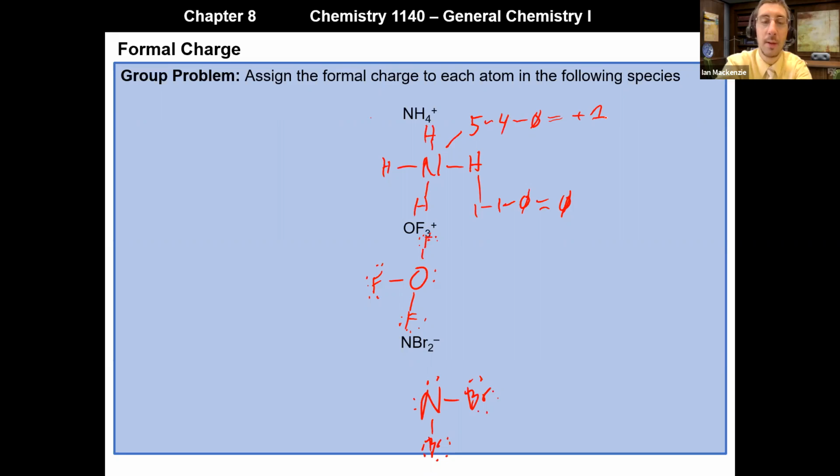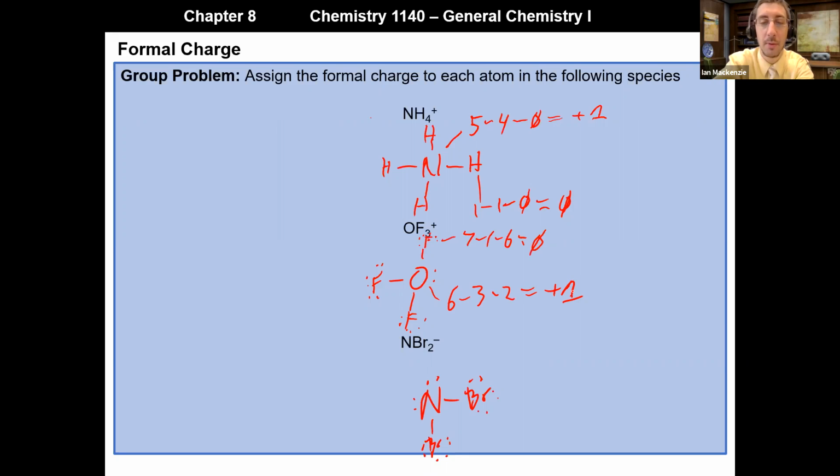The OF3 plus, I can do fluorines. All of the fluorines should be the same. So fluorine, 7 valence electrons, minus 1 bond, minus 2, 4, 6 unshared electrons. That's also 0. Meanwhile, oxygen, 6 valence electrons, 3 bonds, 2 unshared electrons. It has the +1 charge. And so I can assign the charge in that molecule as residing on oxygen.